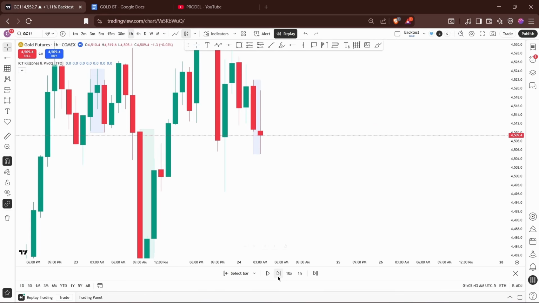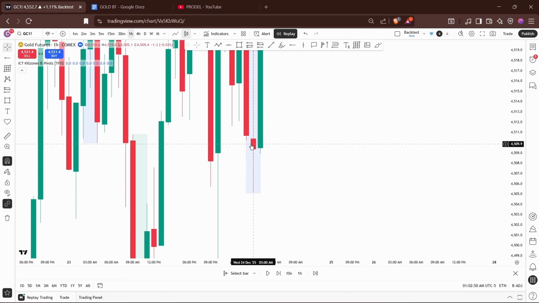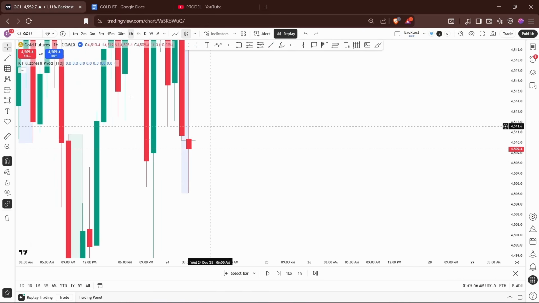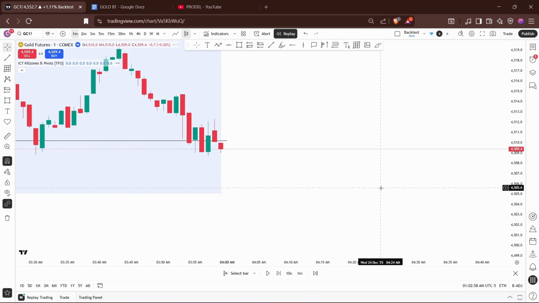This is the 3 AM candle. Let's see if this 3 AM candle closes this level. So we will wait for the market to reach our level.